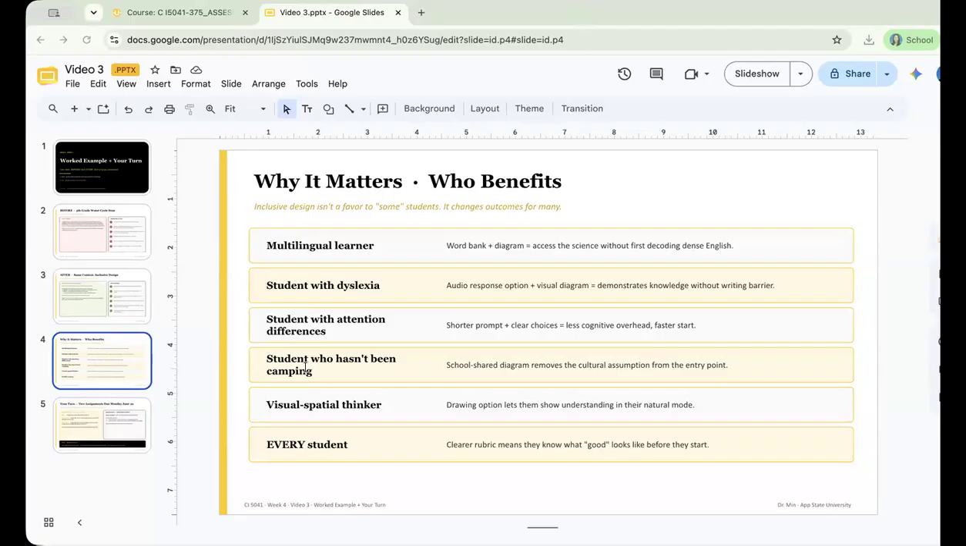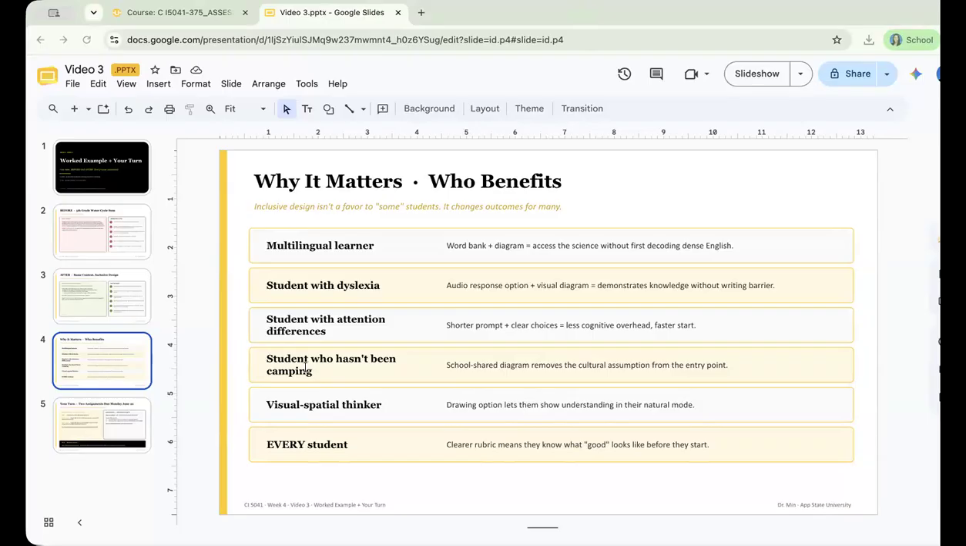A multilingual learner walks into the after version. The word bank gives them the four terms. The diagram shows them what each term refers to. They can spend their cognitive energy on the science, not on decoding English.